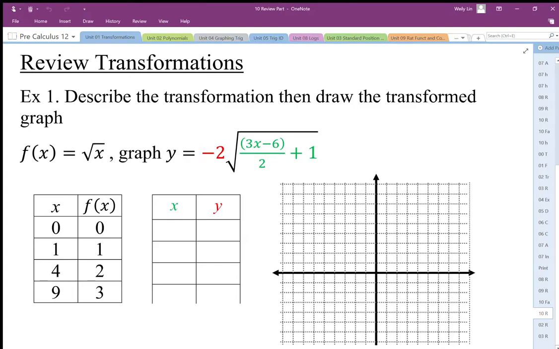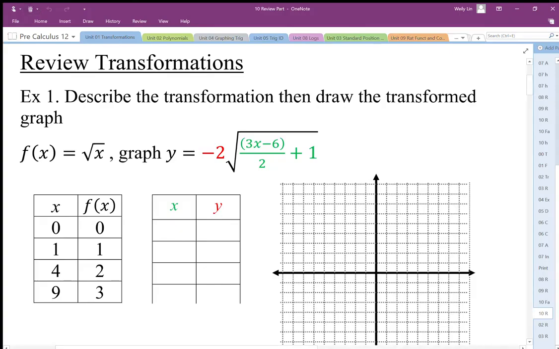To describe the transformations, we want to make sure that we recognize inside transformations from outside transformations and keep them separate from each other. So here we have this root function, square root of x. The transformations on the inside are going to be everything on the inside of the square root. The transformations on the outside are going to be everything on the outside of the square root.